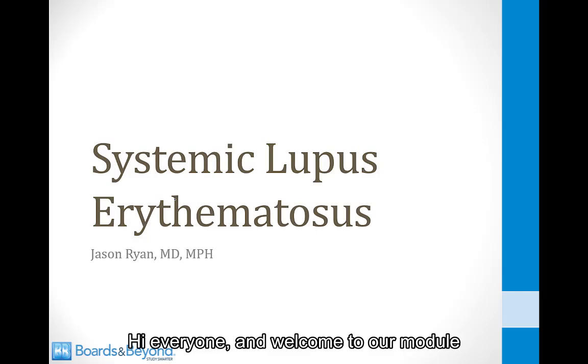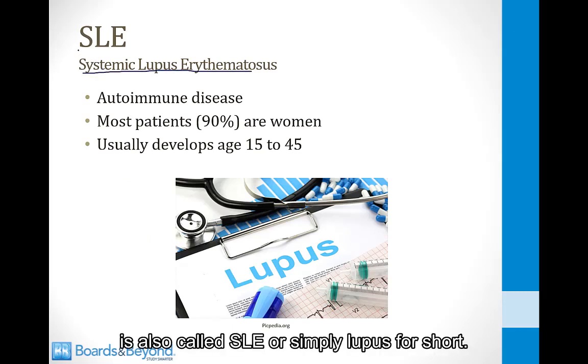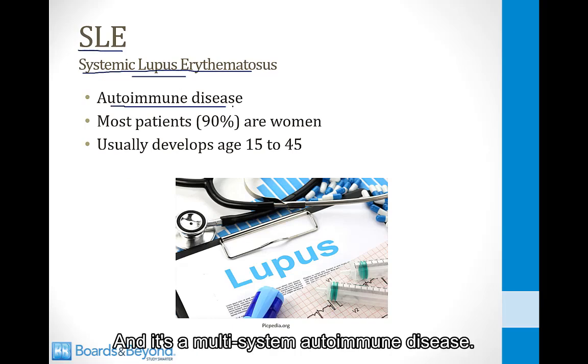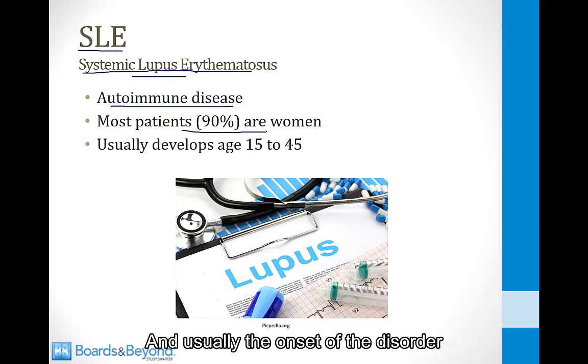Hi everyone, and welcome to our module on systemic lupus erythematosus. Systemic lupus erythematosus is also called SLE, or simply lupus for short, and it's a multi-system autoimmune disease. Most patients who have lupus, about 90%, are women, and usually the onset of the disorder is in the age range of 15 to 45 years.